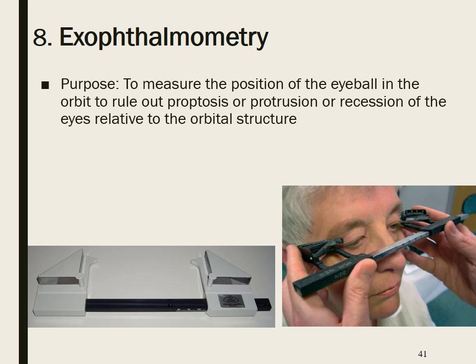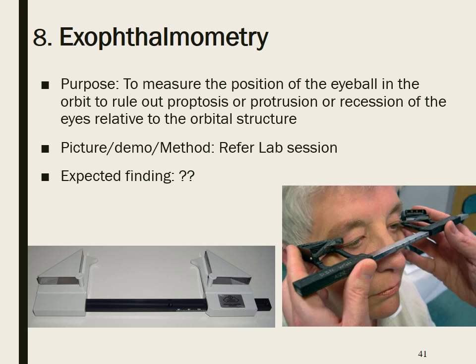Exophthalmometry is to measure the position of the eyeball in the orbit to rule out proptosis, or protrusion or recession of the eye relative to the orbital structure. For the demo, I think I showed you last lab session, so please refer to the last lab session. For the expected finding, please find out what it is, especially for the ASEAN population. There is a latest journal about the normal value for exophthalmometry.